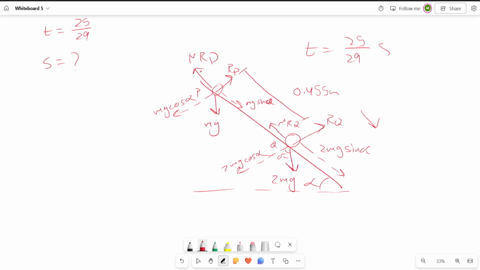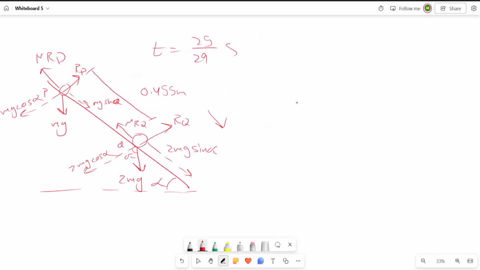So now let's think about what's happening. First of all, I know that Q is going to move down with a new acceleration now. P will move down with the same acceleration. So let me start by getting the acceleration of Q. But first, I need to know what's going to happen. I know that my two particles are going to move in this direction and they're going to collide over here, let's say.